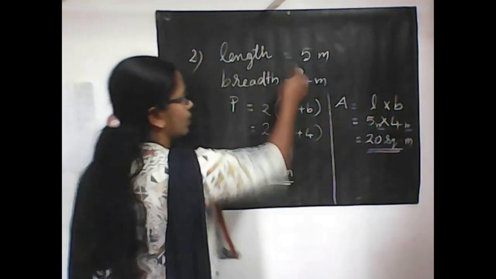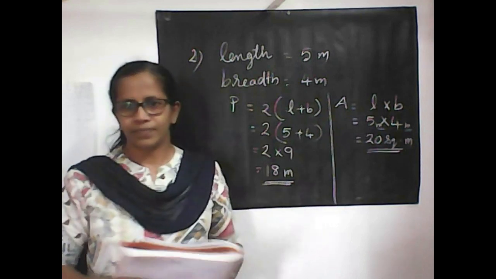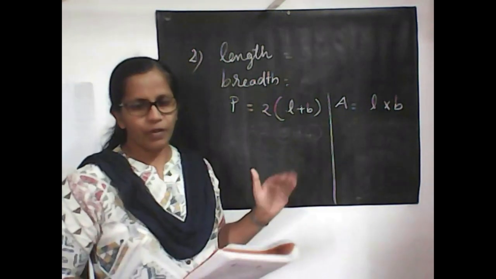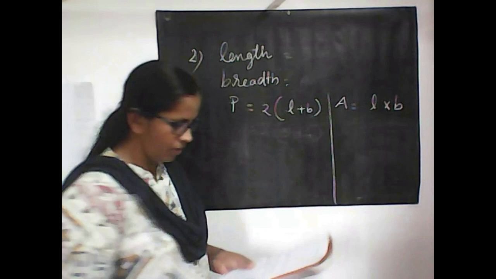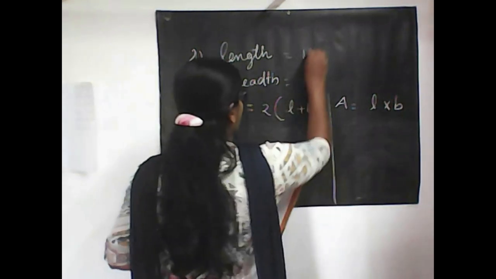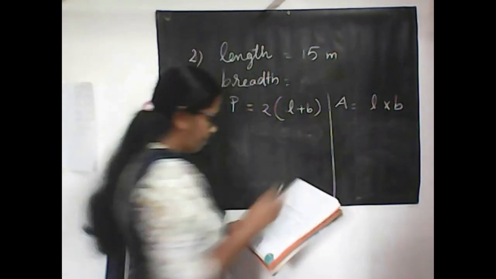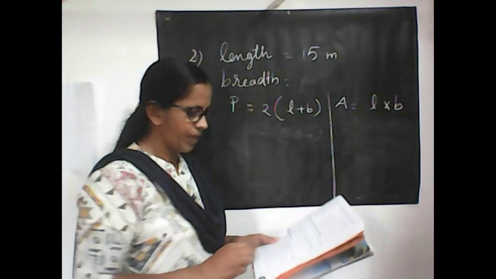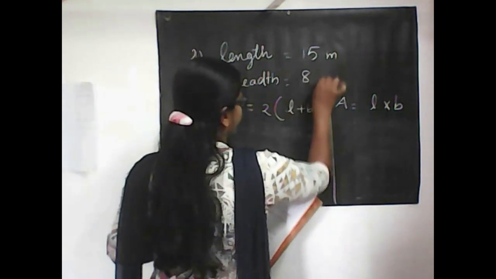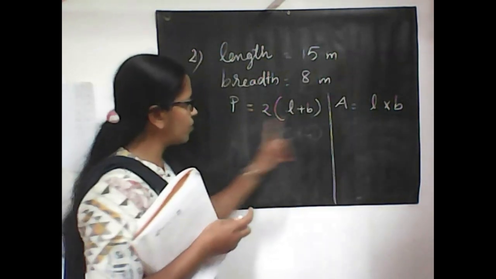Okay, length is equal to, how much is it given? All of you write in your rough book. Length is equal to 15 meter, then breadth is equal to 8 meter. Okay, so perimeter and area.